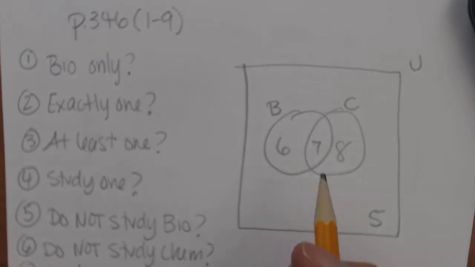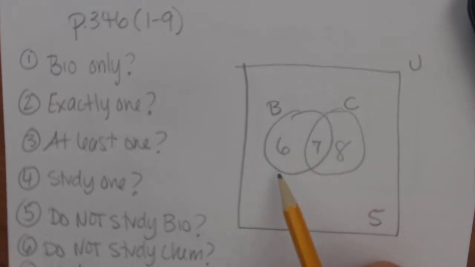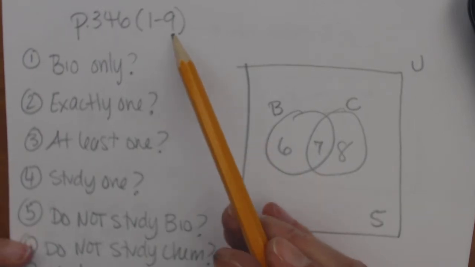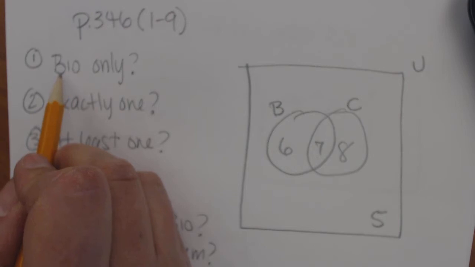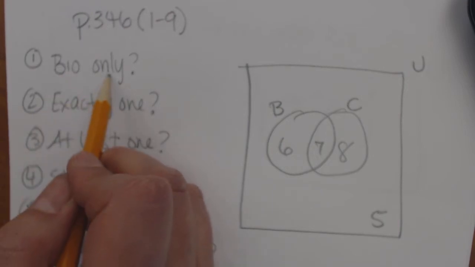So here we have students who are studying biology and chemistry. Students are studying both, students are studying neither. Here's the Venn diagram. We constructed this during class, and it just so happens that numbers 1 through 9 are on the same example. So we need to find how many students study bio only.